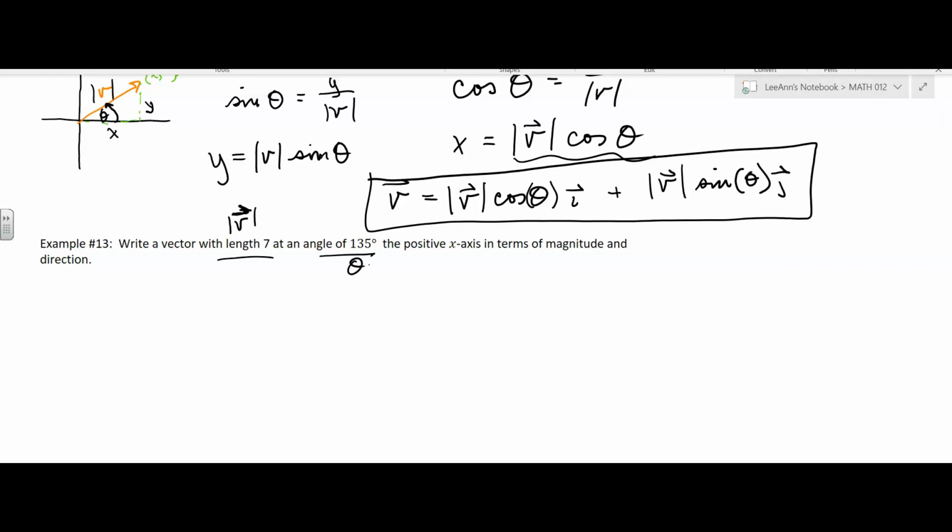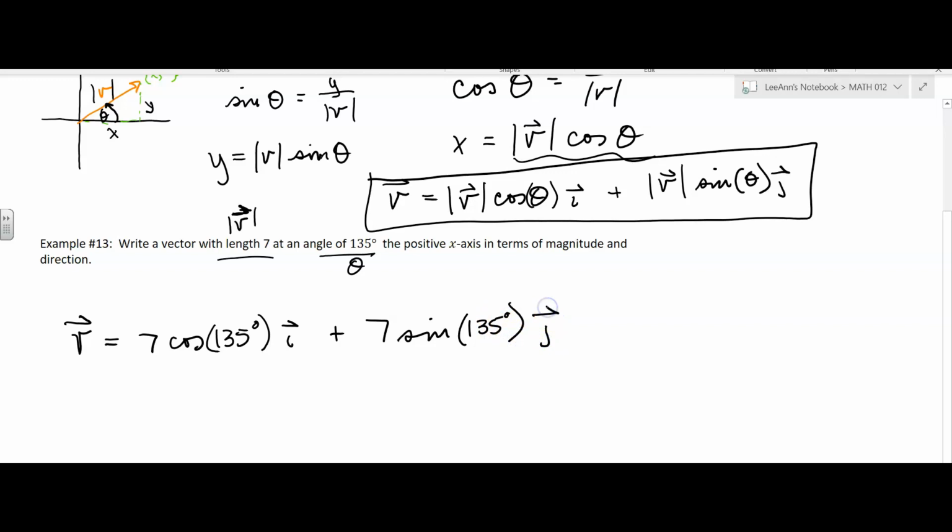So now we're going to write that vector. So the vector is going to equal 7, because they already told us the magnitude, cosine 135 degrees, times vector i, plus 7 sine 135 degrees, j. So think about where 135 is. Okay, so 135 is in the second quadrant, right? And it has a reference angle of 45 degrees.